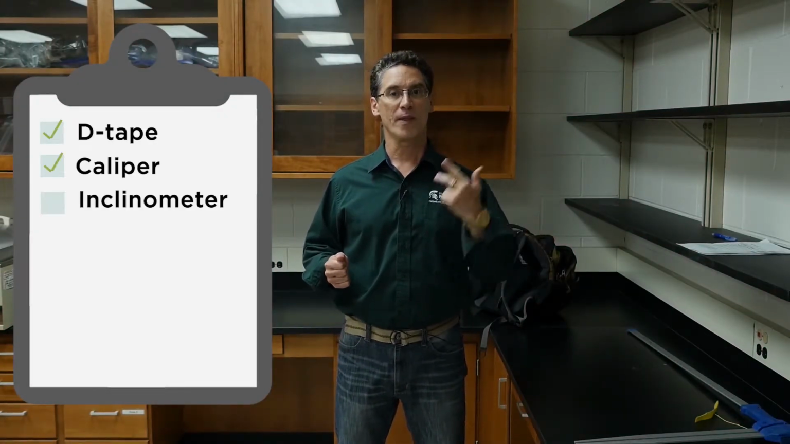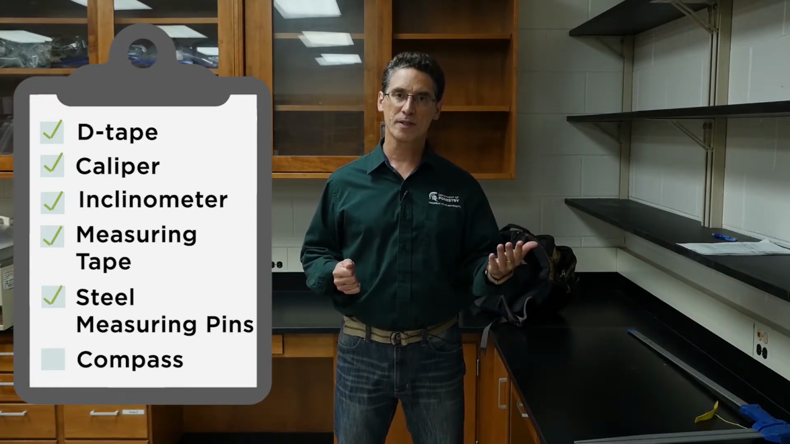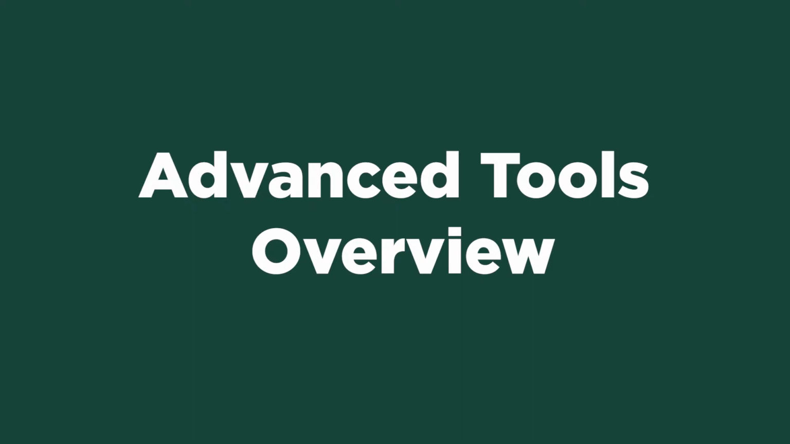Those 6 basic tools, the diameter tape, caliper, the inclinometer, the measuring tape, the steel measuring pins, and the compass, will enable us to do most jobs that we need to do in forestry. However, like in many fields, there's a wide range of technology that is improving what we do. Next, I'm going to go over a couple of advanced tools which have really improved the efficiency and accuracy at which we can do forestry work.